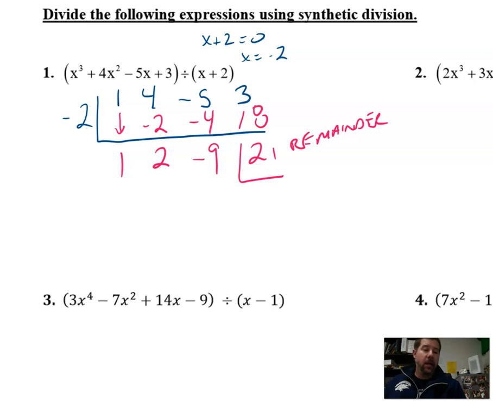Alright? This now is just my answer that I need to interpret. This was an x cubed to begin with, and we divided it by an x. So just remember, you're always going to go down 1.